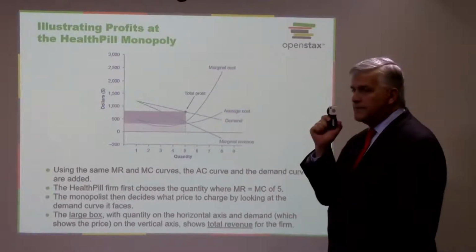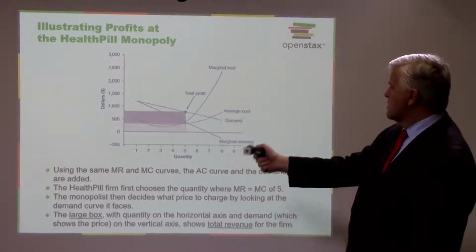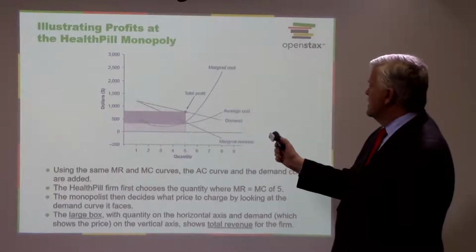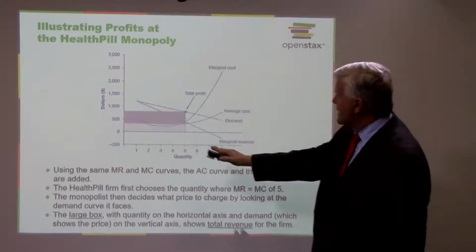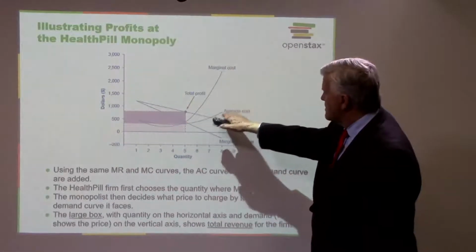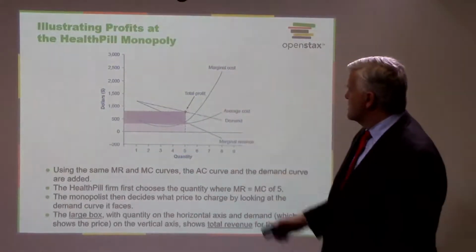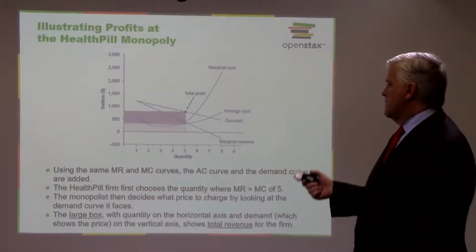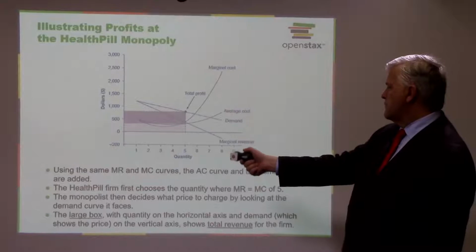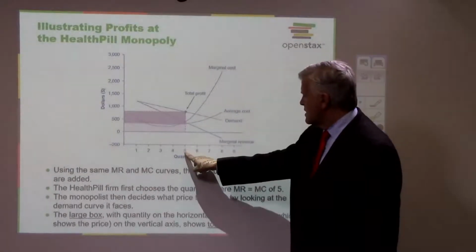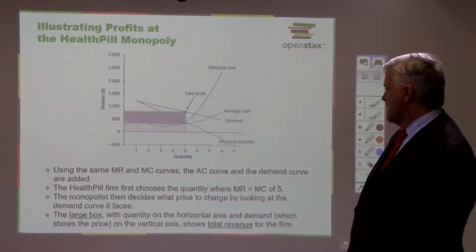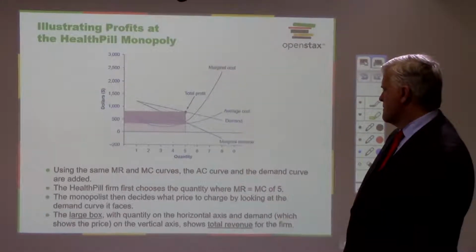Now, if you use the same marginal revenue and marginal cost curves, the AC curve and the demand curve are now being added on. The AC curve is this U-shaped or saucer-shaped curve that you see that's been drawn in. The health pill firm first chooses the quantity where MR equals MC. That's at a unit of 5, right? 5 units, quantity of 5 units.